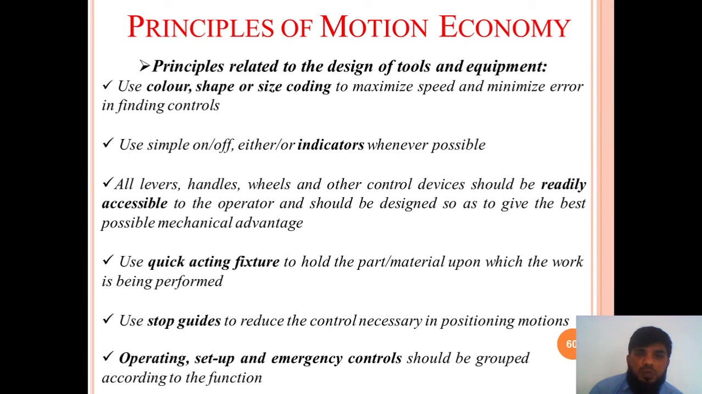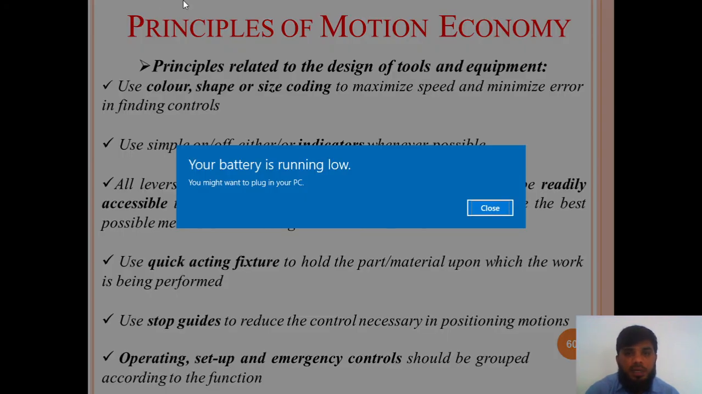All lever handles, wheels and other control devices should be readily accessible to the operators. Obviously, if you stand in front of a lathe machine, the head stock, tail stock, the switch on button, the shifting of the belts, the feed rate, the tool post, everything will be accessible. So all the levers, whether in a regular machine or any CNC machine, should be easily accessible to the operator. Okay, so use quick acting fixtures to hold the part material upon which the work is happening.